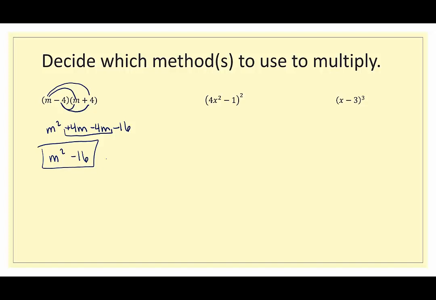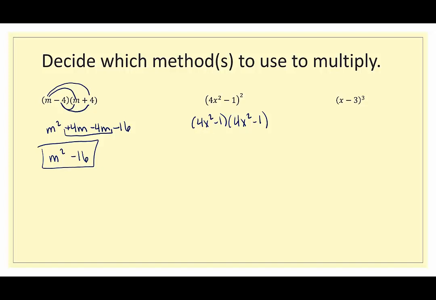We have the exponent, but it's over subtraction. If you need to, just do what the exponent says. The exponent says, write the base twice. So this would be 4x squared minus 1 one time, times 4x squared minus 1 twice. Now that I've written it twice, I can FOIL, I can do distributive property, whatever we want to call it, that's what needs to happen.